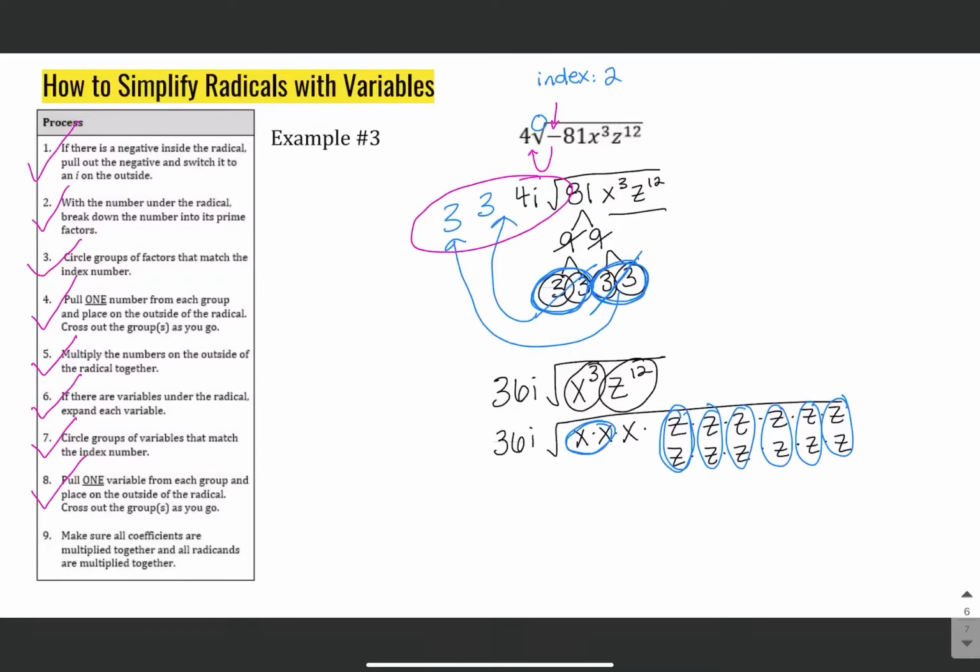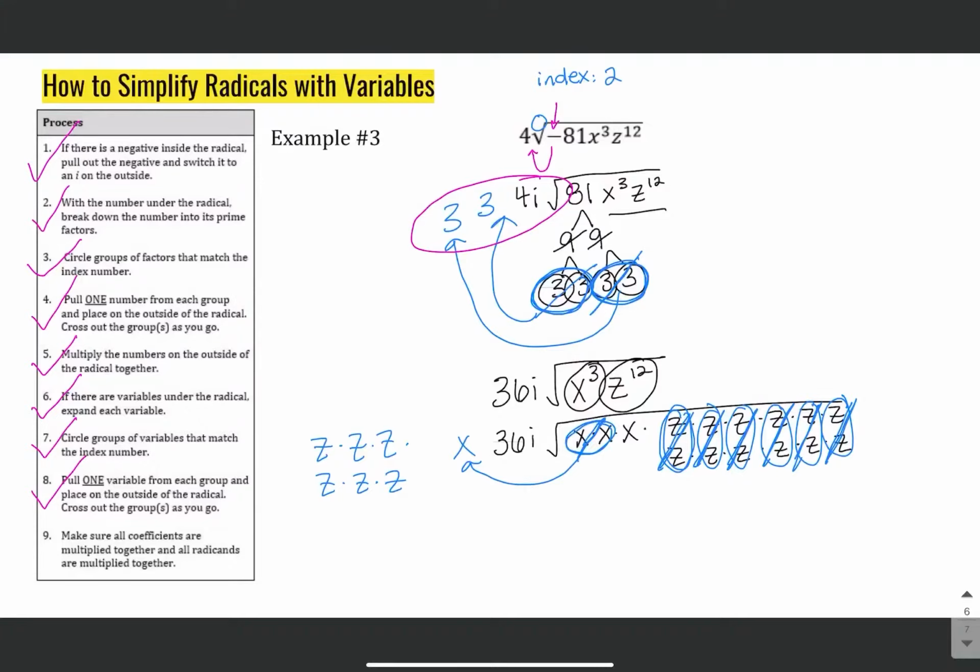Okay, well, I got one group of x's. Cross that out. I know I have an x out here. Now notice, how many groups of z's do you have? You have 1, 2, 3, 4, 5, 6. So technically you would have 1, 2, 3, 4, 5, 6. All right, so let's make sure our last step is done.